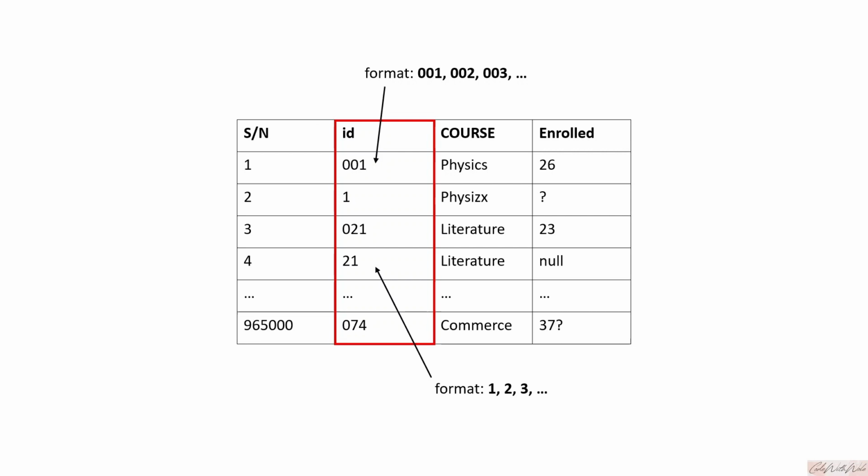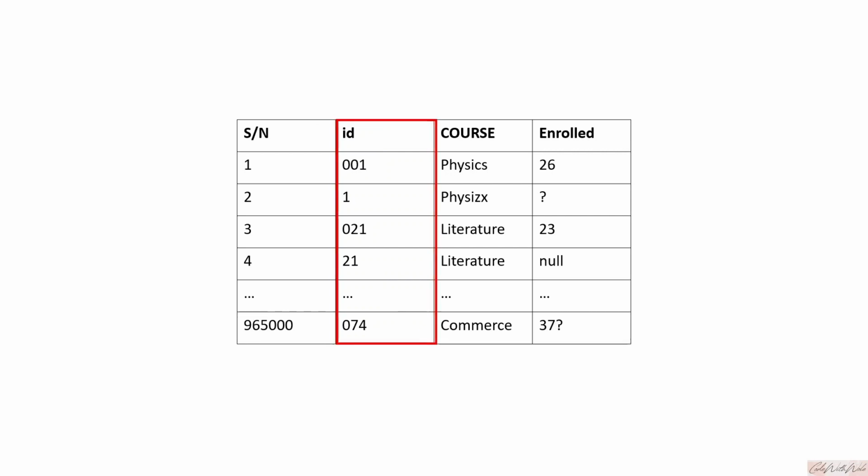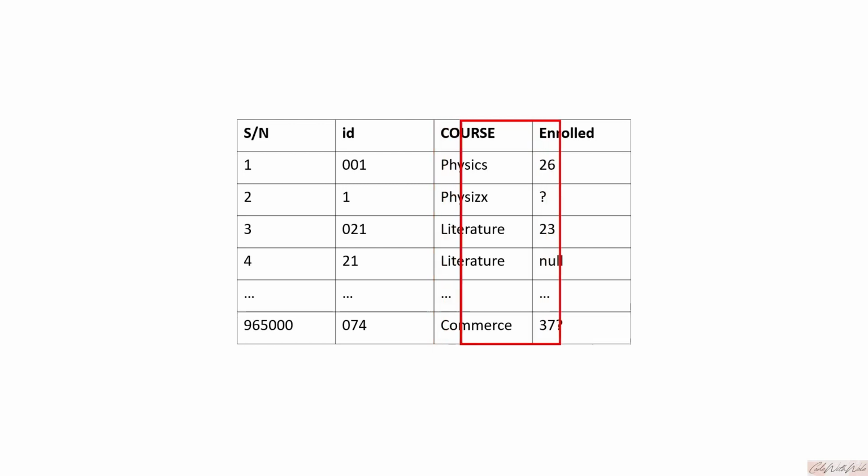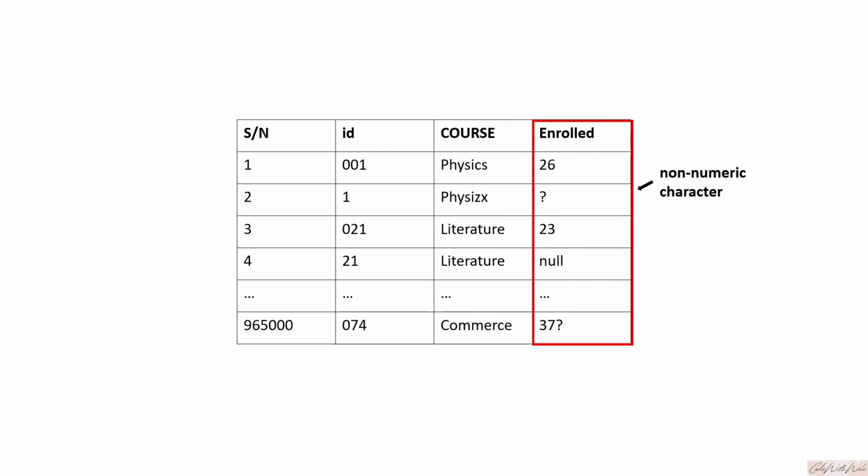We move to the course column. In the course column, we also note that we have same records with different spellings. We also need to fix this in our data cleaning exercise. Now we also look at the enrolled column. In this column, we have non-numeric characters, we have no entries, and we have rows with a mix of numeric and text characters.